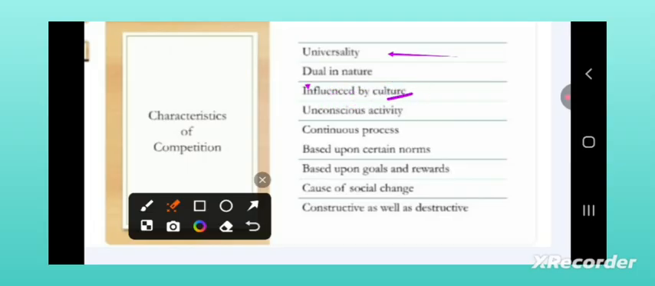Influenced by culture. The forms and intensity of competition vary based on a society's cultural values and norms. Unconscious activity. The participants are often more focused on the goal or reward than on actively thwarting a specific opponent. They may not even know all their rivals. It's a continuous process. Competition is ongoing as the demand for limited resources or status is perpetual, based upon certain norms.